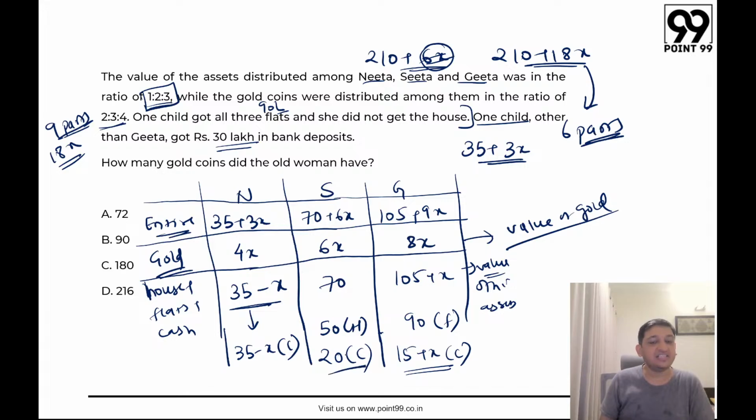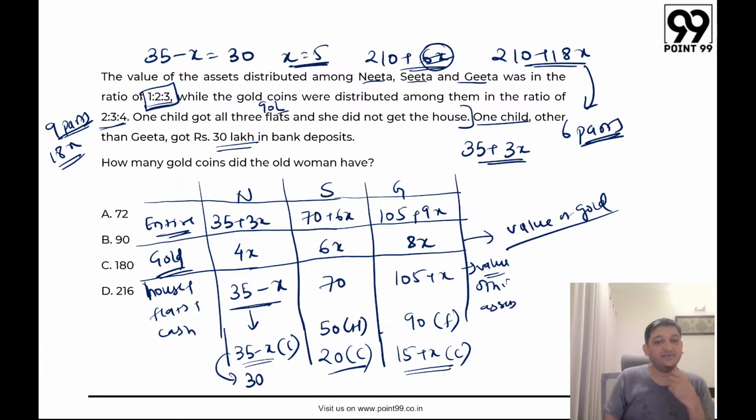Sita has got 20 lakhs in cash, so how will she get 30 lakh in bank deposit? So the only person left is Neeta. Now Neeta would have got 30 lakhs in terms of cash and bank deposits. मतलब हाउस नहीं है, फ्लैट्स नहीं है, तो बचा हुआ कैश और बैंक डिपॉजिट्स. Cash and bank deposits I am using interchangeably here. ठीक है, so ये 30 हो गया, but उसको तो 35 minus x मिला था. So we can say that 35 minus x equals 30, and you will get x equal to 5.